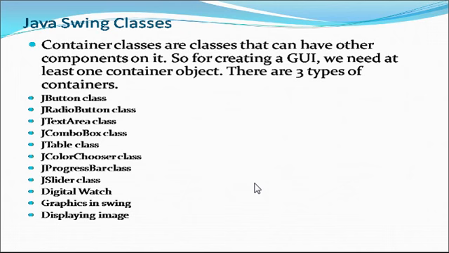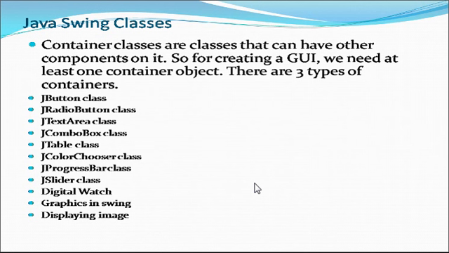Container classes are the classes that can have other components on them. For creating a GUI, that is a desktop application with a graphical user interface, we need at least one container object. A container is compulsory to create a desktop application. The types of container include Panel and JFrame.